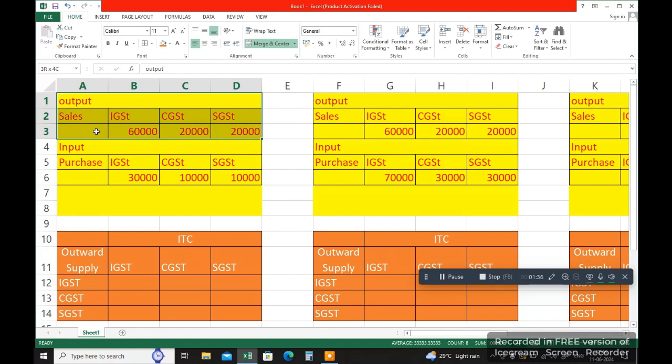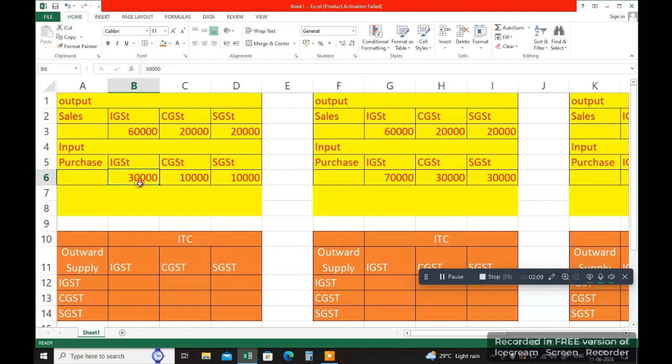This is my output, that is the sales data. Assume the GST collection on sales: I collected 60,000 IGST, CGST 20,000, SGST 20,000, and during the purchase, GST was already paid to the government. This payment already made to the government is called ITC, input tax credit. How to take this input tax credit I will not explain right now. Concentrate only on the GST calculation.